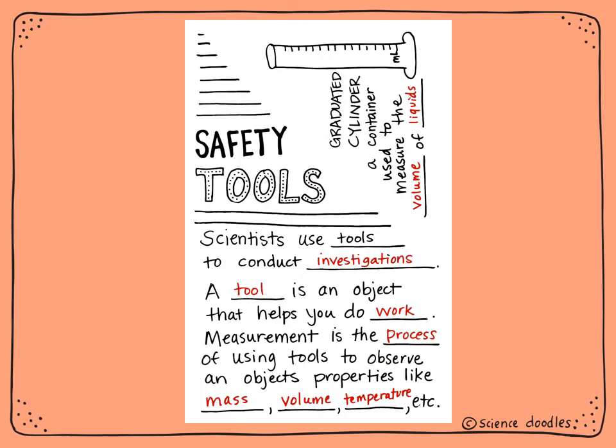All right, here's a page of notes. Remember just to make sure that you fill in the red words. So safety tools. Scientists use tools to conduct investigations. A tool is an object that helps you do work. Measurement is the process of using tools to observe an object's properties like mass, volume, and temperature. And remember that mass is the amount of matter in something, volume is how much space it takes up, and temperature is a measurement of the kinetic energy of the atoms in a substance. And we'll talk more about temperature in a future unit.